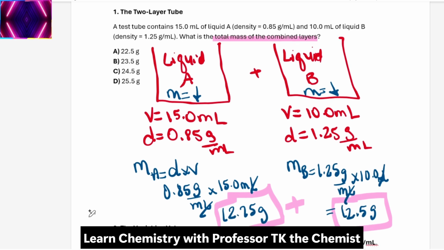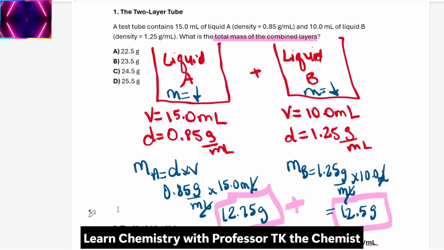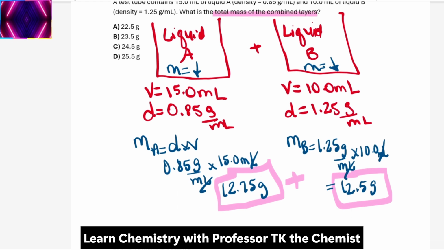So I'm going to go ahead and add these together in my calculator, and we're going to see what we end up with in this case right here. So 12.5 plus 12.75 gives us 25.25. Hold on, let me double check my numbers.